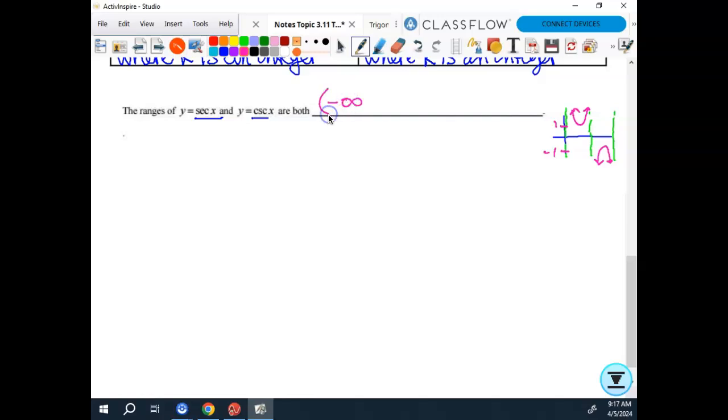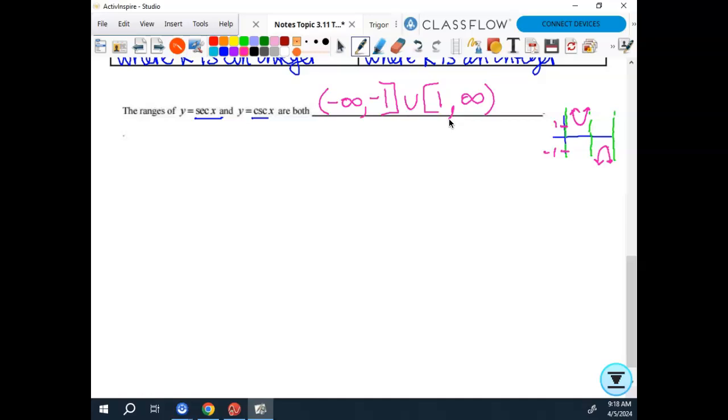I never include my infinities. Then am I going all the way to positive infinity? No. Where do I go to? -1. Do I include -1? Yes, because it is a point I can plot. Then I have a space, then I start back over where? At 1 and go to infinity. Okay. So let's talk about some things that affect the range.